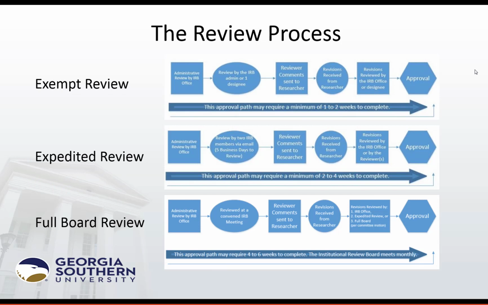The review processes for exempt, expedited, and full board review are all different because they require different numbers of IRB members to review. The exempt process is pretty quick and it lasts about 1 to 2 weeks because it only requires one administrator or one IRB reviewer to review. The expedited review process requires about 2 to 4 weeks to complete, and it is typically reviewed by 2 IRB members. IRB members have 5 days to respond to the review request. The full board review typically requires about 4 to 6 weeks to complete because it requires a full panel of IRB members to examine the application.